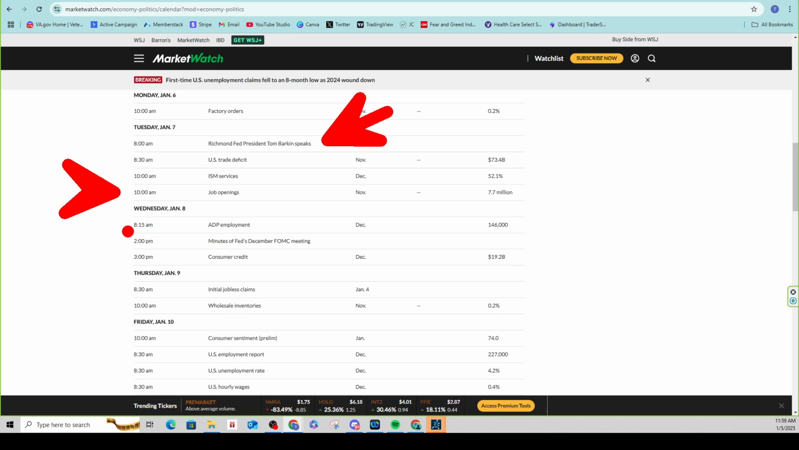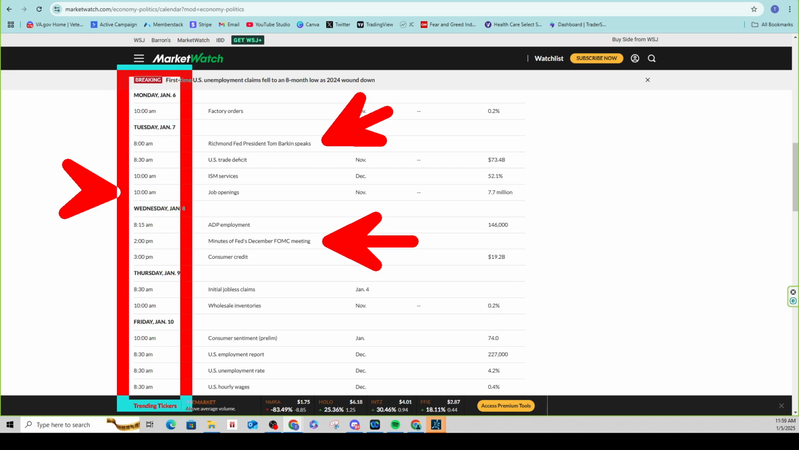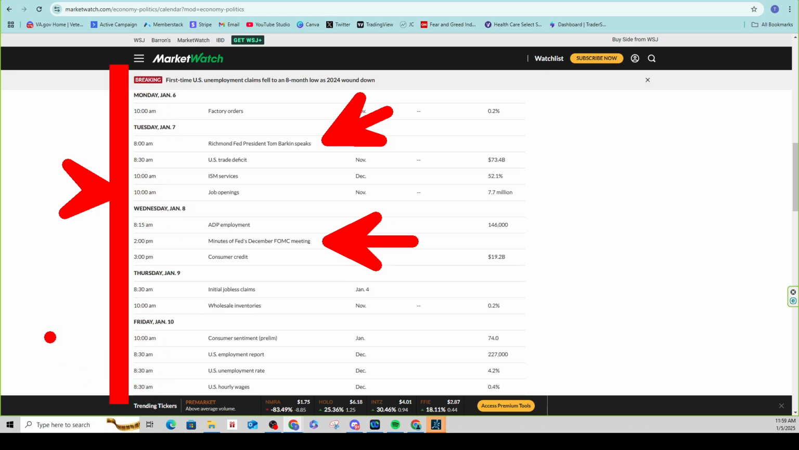And then Wednesday, this is where it gets a little bit more interesting: ADP employment and minutes of the Fed's December FOMC meeting. It's always the same thing. People say, well, if they're just minutes and we already know about it, would it really be that big of a deal? It does create some short term volatility, and you should be aware of the time. And the times over here, just so everybody knows, are Eastern time. Okay, moving on down, Thursday, once again, this is a holiday.